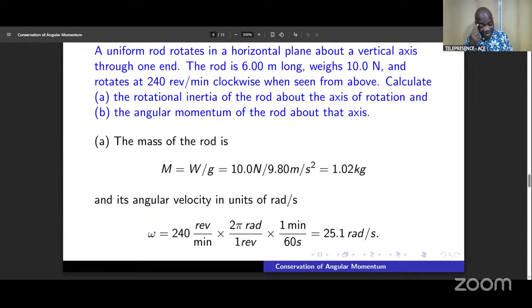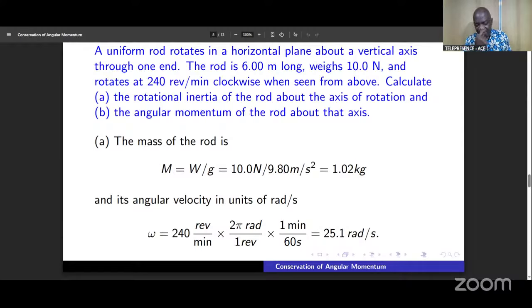Then you get 1.02 kilograms as the mass of the rod. Okay. Now we need the angular frequency in order to be able to determine the angular momentum of the rod about that axis. Remember that the angular momentum, L, is the product of the moment of inertia and the angular frequency.